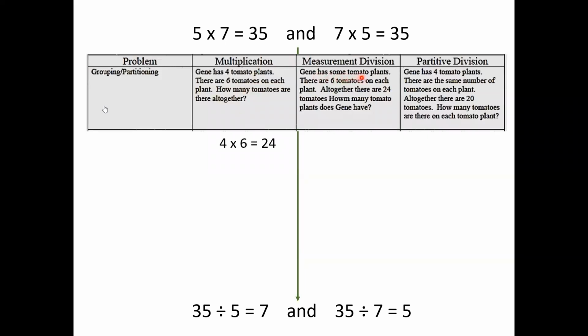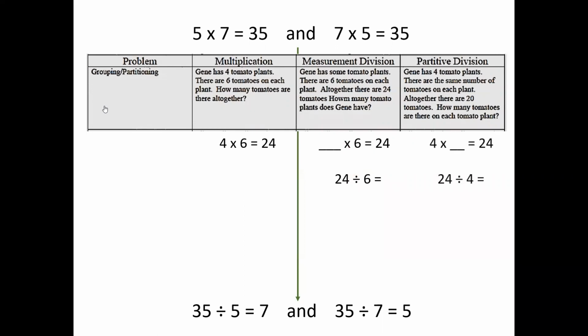Jean has some tomato plants. There are 6 tomatoes on each plant. Altogether, there are 24 tomatoes. How many tomato plants does he have? Measurement division refers to solving for how many groups. You know how many are in each group, but you don't know how many groups. So you'd basically be looking at it as, I don't know how many groups, but I know there's 6 in each group equals 24, or you could look at it as 24 divided by 6. Understanding this transition is really, really important, and that's often a missing step that we skip.